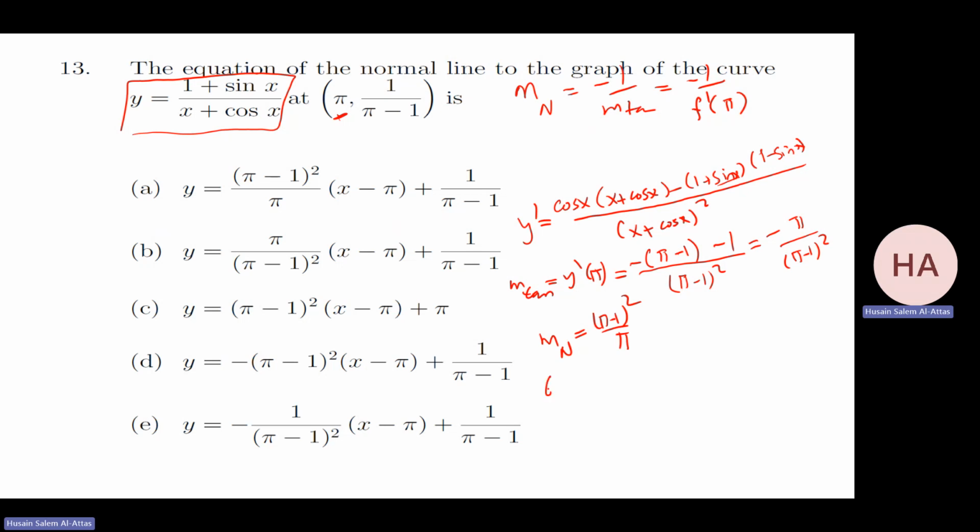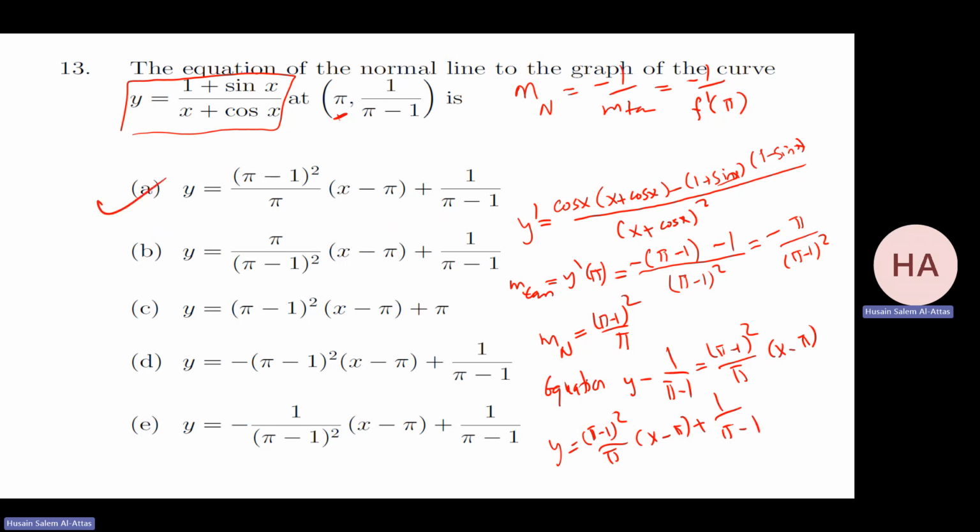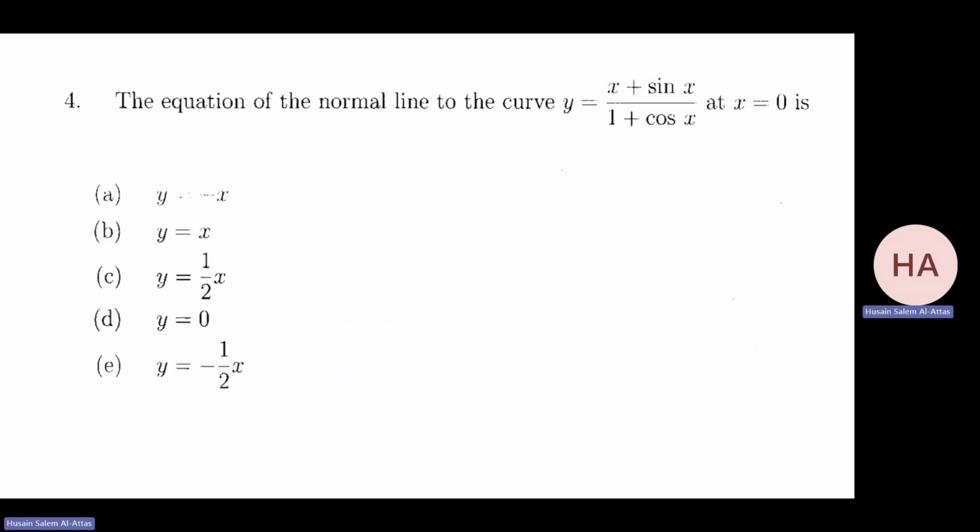So the equation will be y minus 1 over pi minus 1 equals this strange number times x minus pi, which is what? So y will be this strange number times x minus pi plus 1 over pi minus 1, which is this one. But the numbers are complicated.